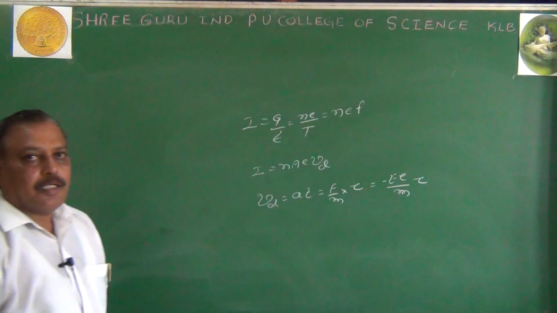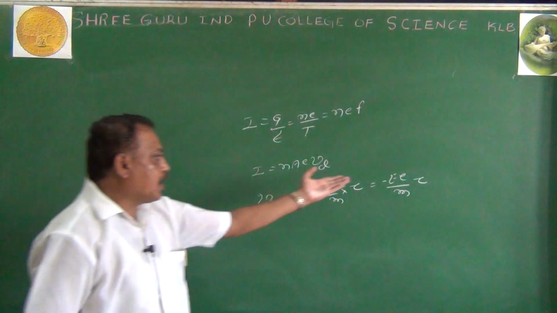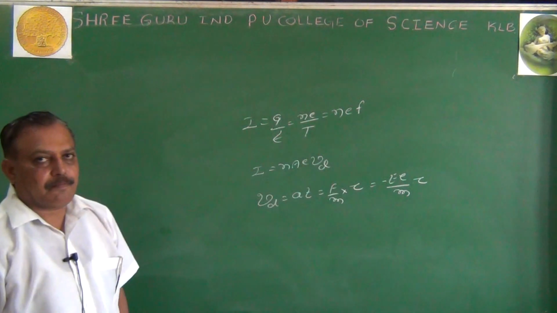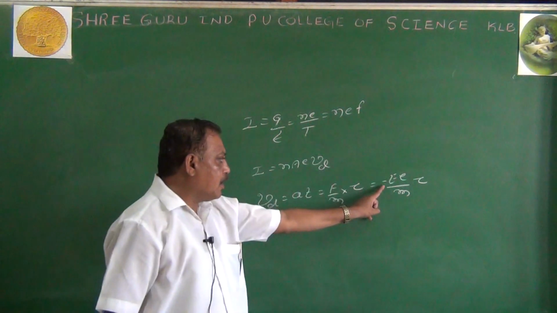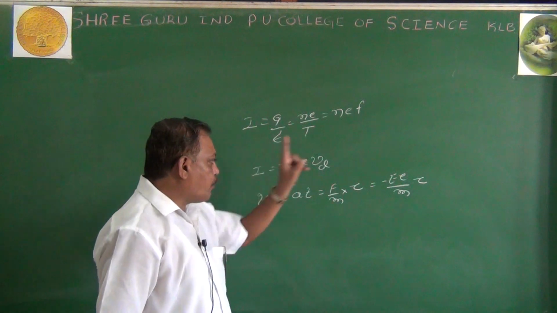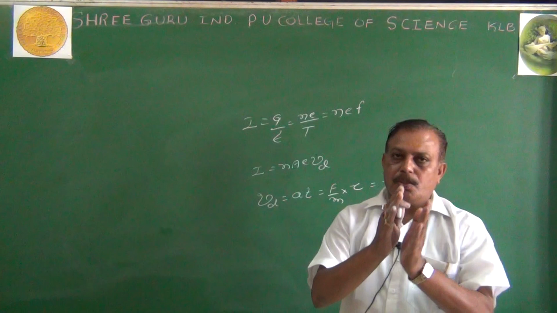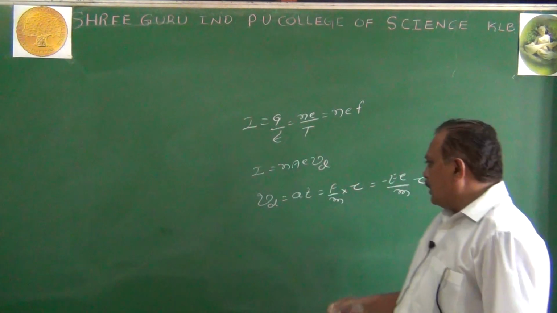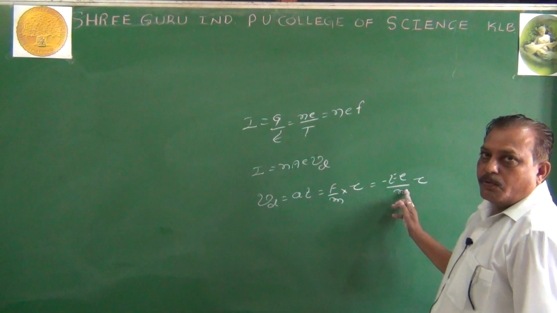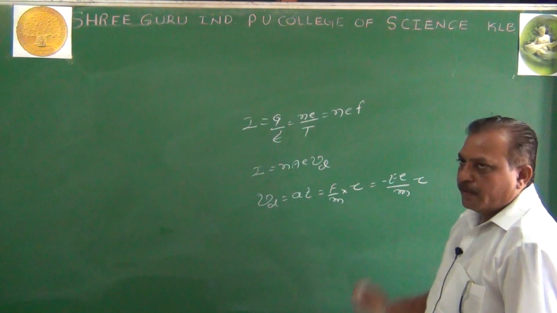When you go with the circuit, within one step we can get the derivation. That negative sign indicates that the direction of the drift velocity is opposite to the direction of what? The electric field. The electric field is from positive to negative. The drift velocity is from negative to positive, opposite to the direction of the electric field.